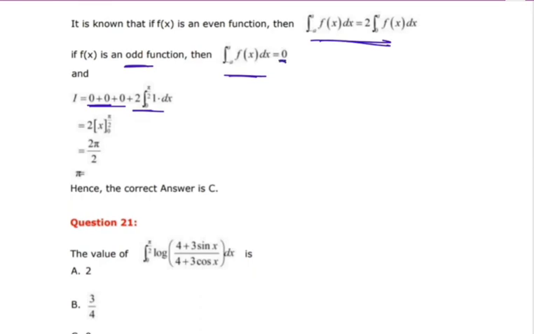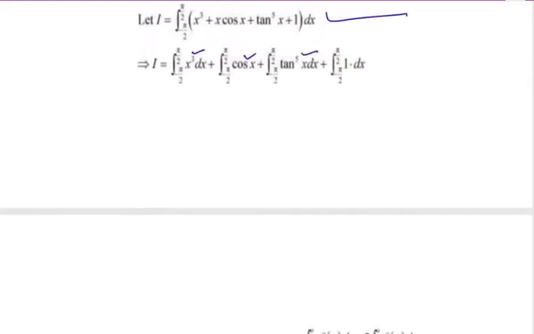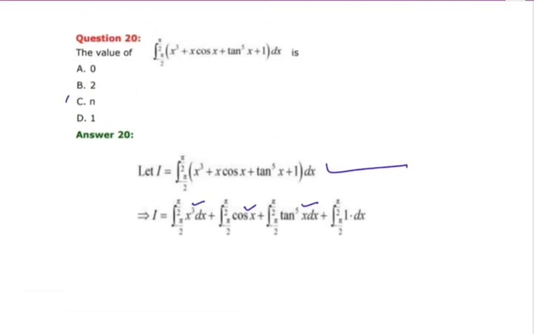If f of x is an even function, we get 2 times the integral 0 to a of f of x dx. So 2 times integral 0 to pi by 2 of 1 dx. So 2 as it is, the integration of 1 is x, with limits 0 to pi by 2, so 2 times pi by 2. So the 2s get cancelled, the final value is pi, hence the correct answer is C. Hence the correct answer is what? It's C, the right answer.